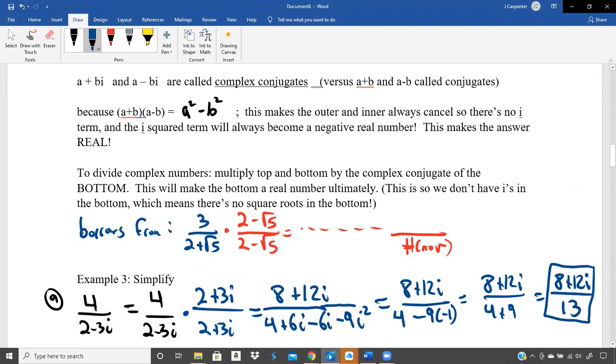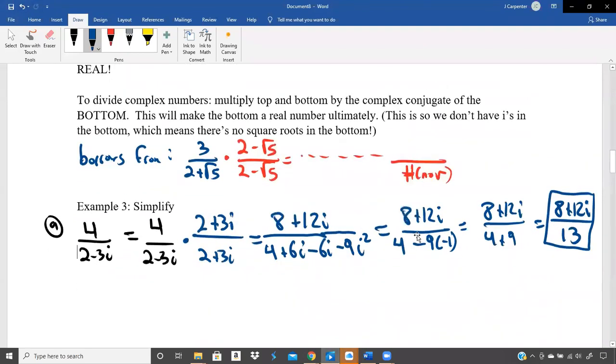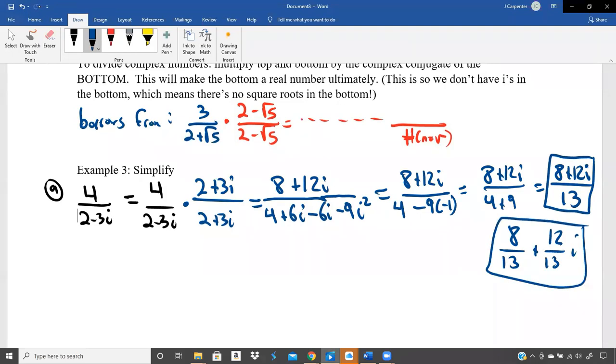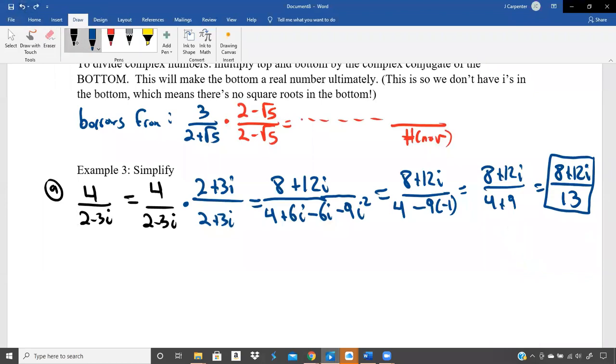Sure, you could split this up as 8 over 13 plus 12 over 13i. That would be perfectly fine. And I'm not going to leave it. Oops, why did that erase? I'm not going to leave this. I am going to erase it. 8 over 13 plus 12 over 13i. This is okay as well. But I want to have that room for the next problem. That's why I'm going to erase it. But you got the video, so you can see it there again. B.